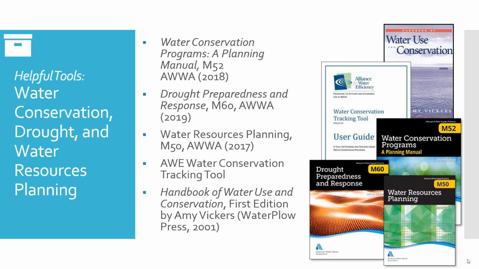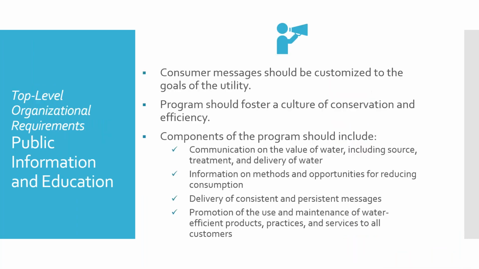The water conservation tracking tool that AWE has available can also be really valuable in assessing different programmatic features that a utility might include in a plan. So you'd be able to run your own scenarios and see what type of mix of a program will get you what kind of savings. And of course, we always include what is sort of the Bible of water conservation, the Amy Vickers book on water use and conservation. So those are the types of resources available to you. We can go to the next slide.